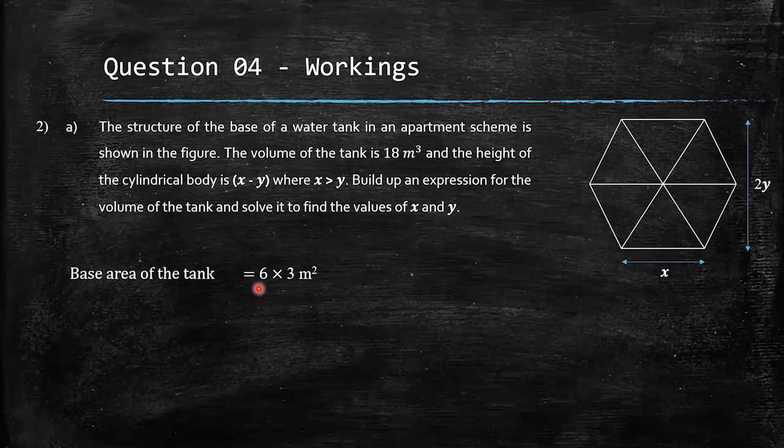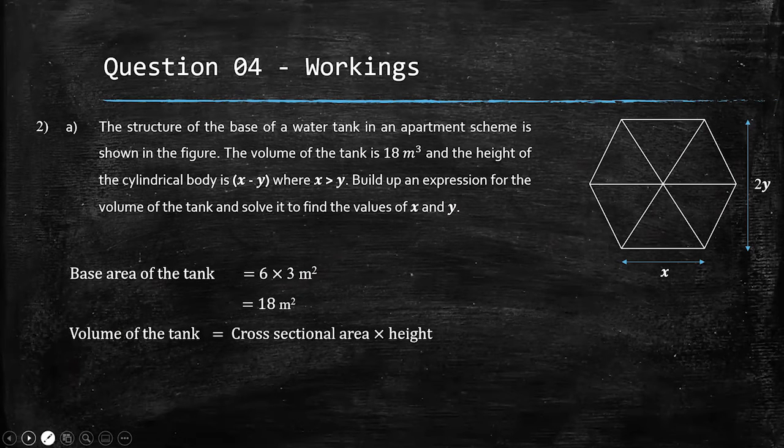Base area of the tank. Now you know this is the base. This hexagon shape is the base and it consists of 6 triangles which we have discussed earlier. In that it states the area of this triangle is 3 square meters. So area of one triangle is 3 square meters. So the area of 6 triangles will be the area of the base of this tank, which is 6 times 3 meters squared. So the area of the base will be 18 meters squared.